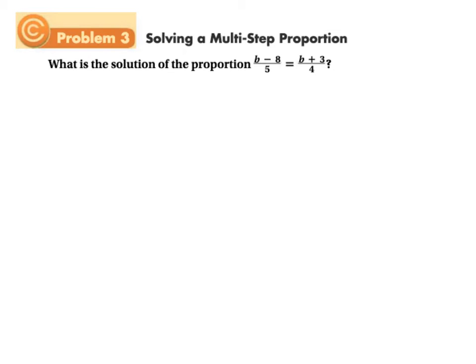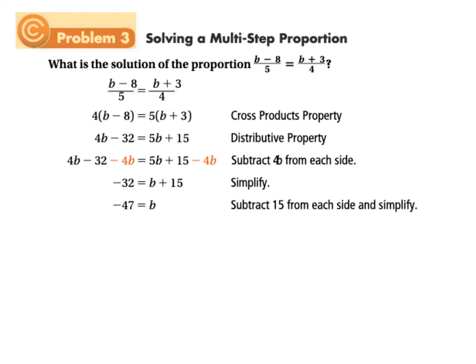So what is the solution of the proportion b minus 8 over 5 equals b plus 3 over 4? This looks a little complicated because you have an expression here instead of just a single variable or a constant. But we're going to do the same thing, which is we're going to multiply the diagonals. And in this particular case, all we have to do is keep in mind that what we're doing is multiplying here 4 times that entire difference of b minus 8. And when we do 4 times the difference of b minus 8, we have to put that in parentheses because we need the difference of b minus 8 before we multiply by 4, right?